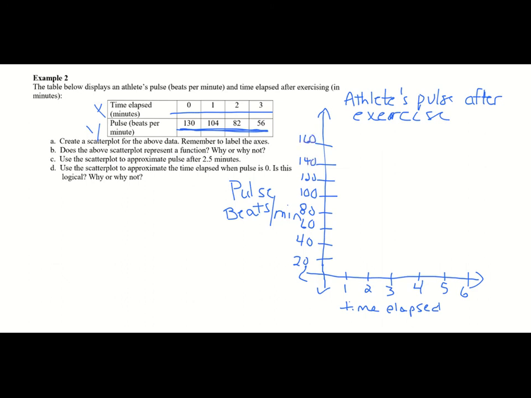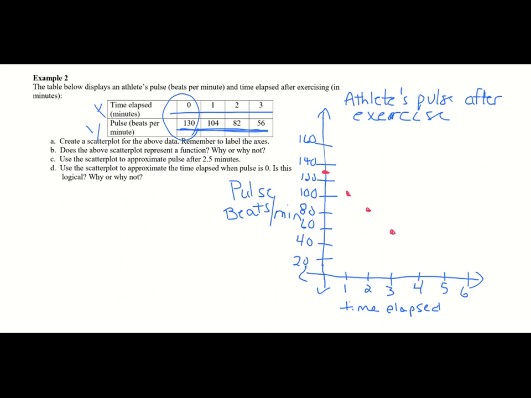All right, now let's go ahead and graph our ordered pairs. Our first one will be 0, 130, so it will be right here. Then it's 1, 104, so right about there. 2, 82, so right about there. 3, 56 is right about there. All right. Does the scatter plot represent a function? I would say yes, it does, because for each x value, there's exactly one y value.